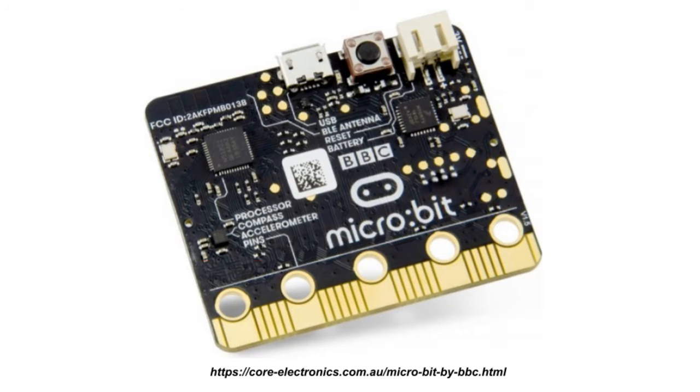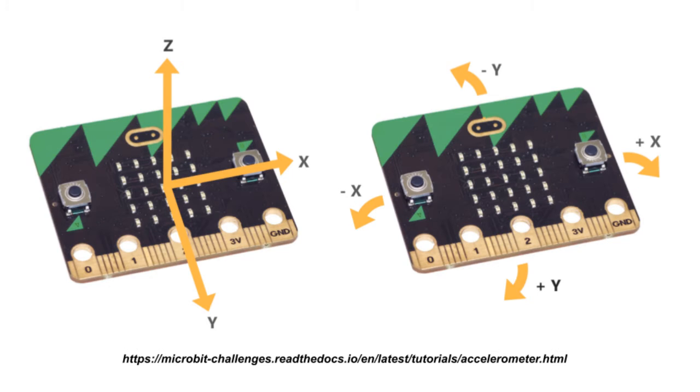If you look at the front of the microbit, you'll notice that it comes with a few built-in sensors. One is a three-dimensional accelerometer.